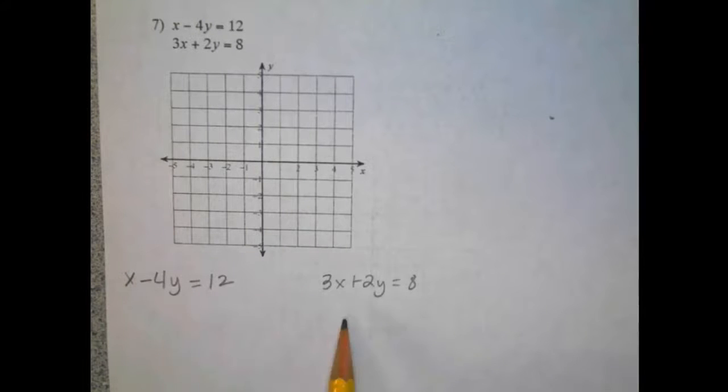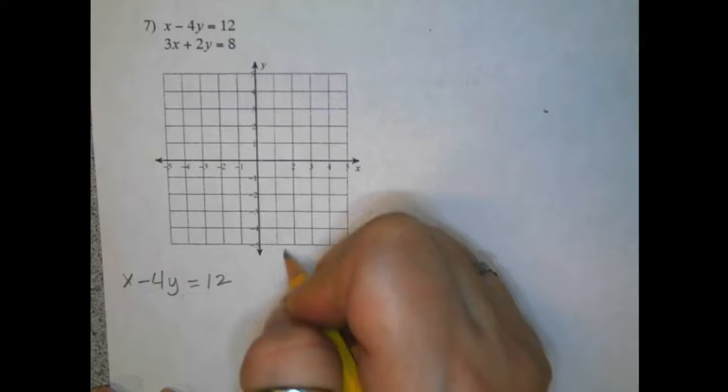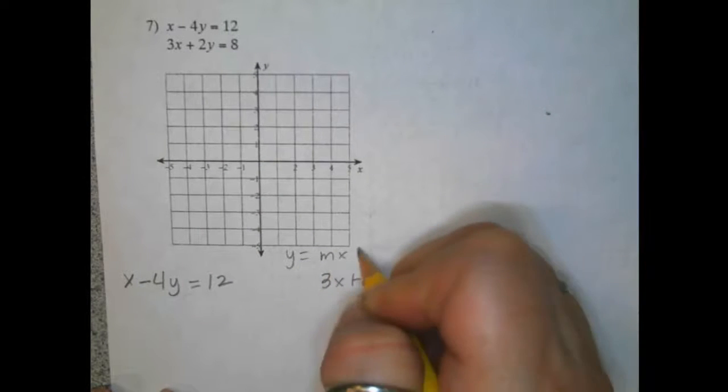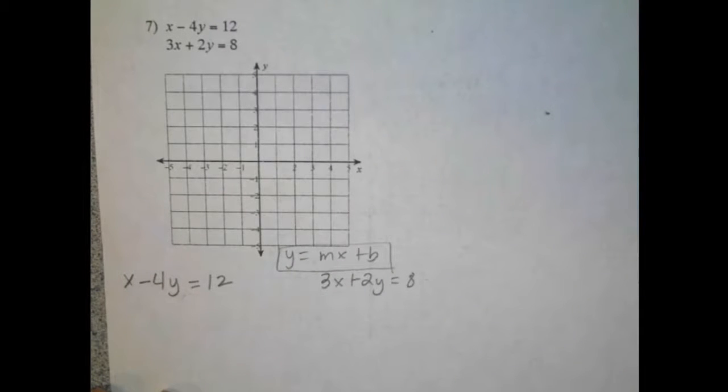Now, right now, Sharon, this is what we were working on this morning. They're not in my slope-intercept form. I can't graph them yet. Remember, slope-intercept form is y equals mx plus b. This is the way I want them to look. Right now, they're not there. So I'm going to make it so that they are there.